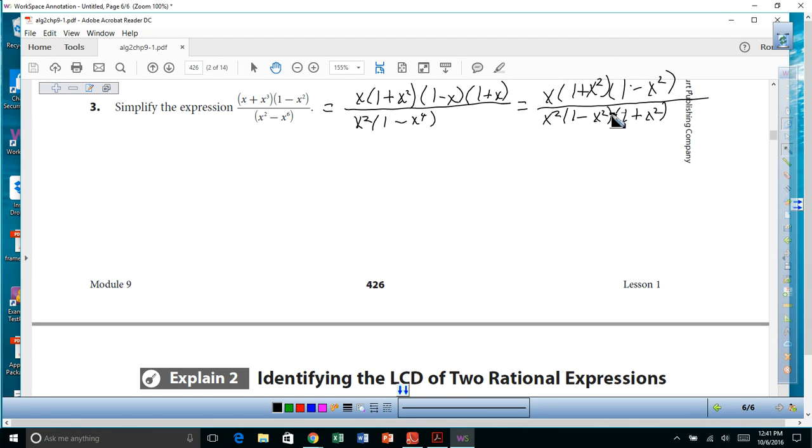Okay, good. So what can we get rid of? Well, we got 1 plus x squared and 1 plus x squared. We have 1 minus x squared and 1 minus x squared. And then we have an x here, and we've got x squared there, so we take one of those out. And we end up with 1 over x. Good deal.